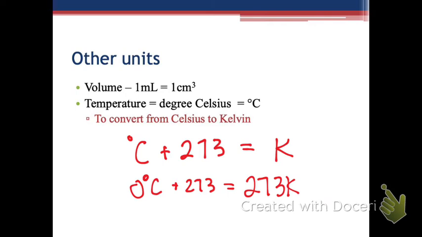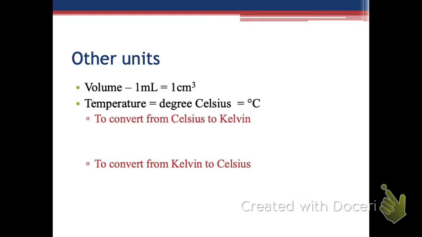Okay? And then let's say I needed to convert back. What would I do if I wanted to go from Kelvin to Celsius? I just subtract 273, right? I would go Kelvin minus 273 equals degrees Celsius. Okay?